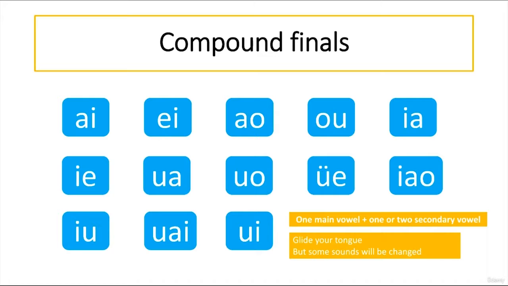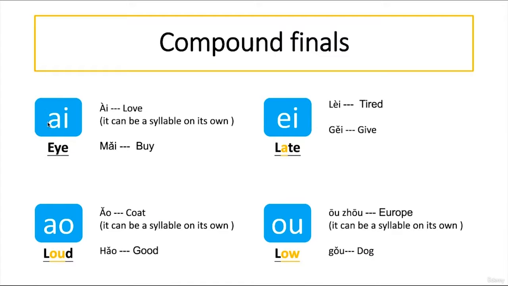There are 13 of them. They are ai, ei, ao, ou, ia, ie, ua, uo, üe, iao, iou, uai, uei. Let's take a look at them one by one. The first one, read after me. Ai. The sound is similar to the English word I. Practice it again.